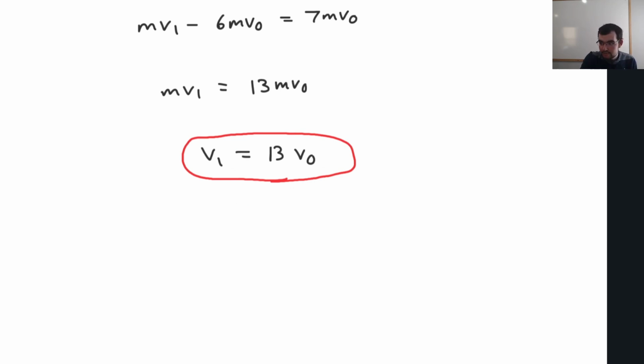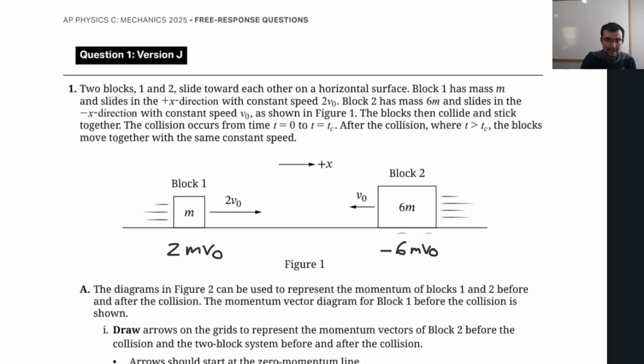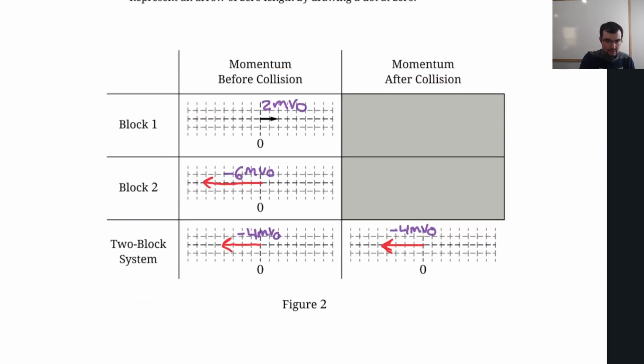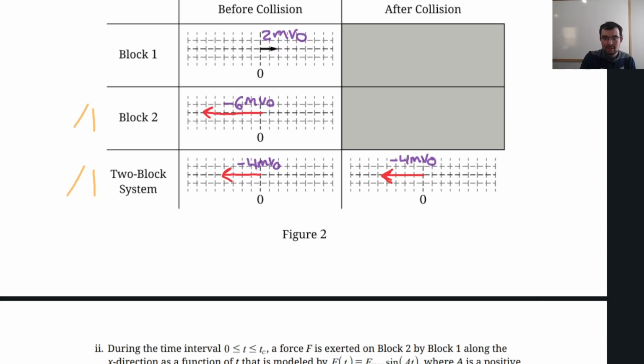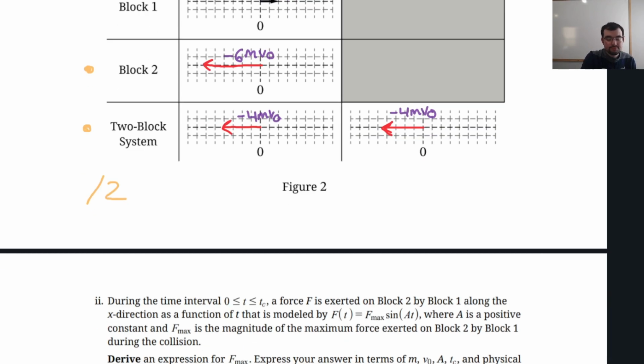All right, now for points. This is the MR question, so it's out of 10. Diagrams are 2. So block 2's momentum is 1 point, probably, and both of the two-block system values are 1 point. I would guess the two-block system points have to be conserved and consistent with block 1 and block 2. So I imagine they do have to add together to get this. That's 2. Let's actually write it like this. Add a 2, so you've got to get each row correct.